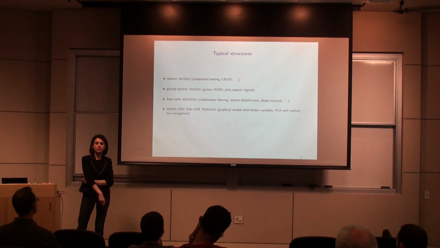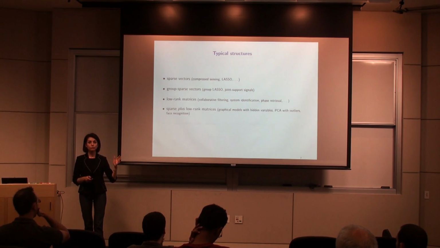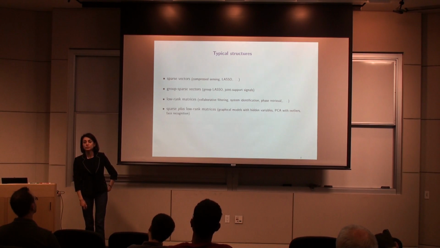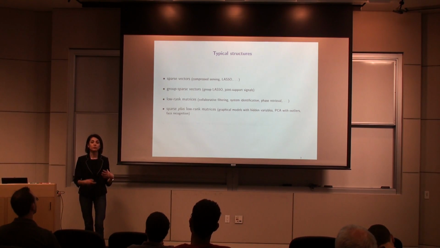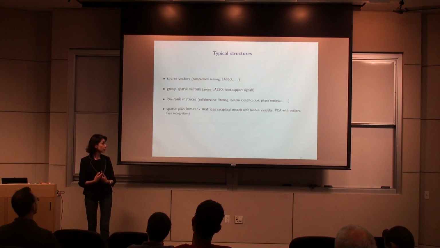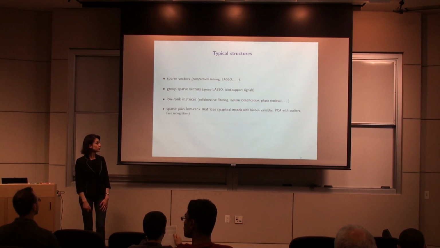You may have all heard of the Netflix problem, for example. Inherently low rank but very, very large dimensional matrix that encodes ratings of users for movies. Also, for those of you in control, it comes up in system identification. You deal with low rank, for example, Hankel matrices that capture low-order dynamical systems that fit certain input and output dynamical data. Also, in the problem of phase retrieval, that I'll talk a little bit more about later, in signal processing.